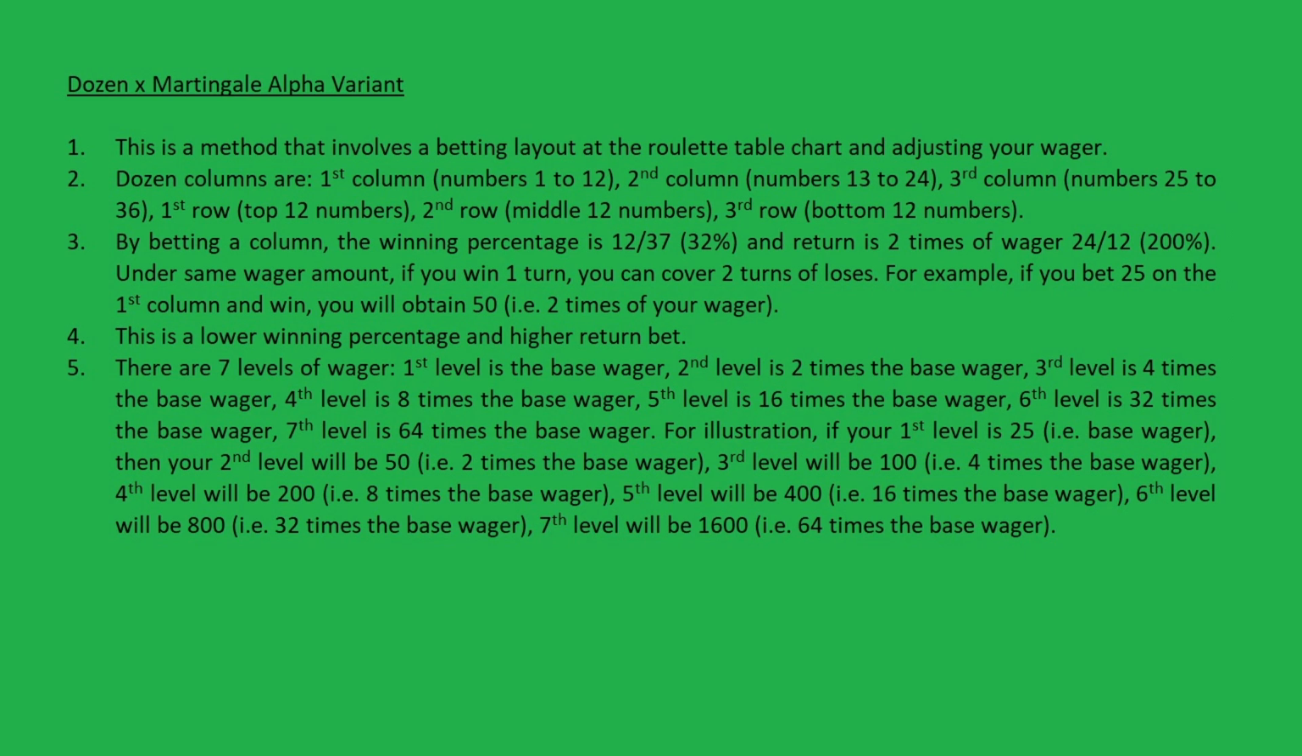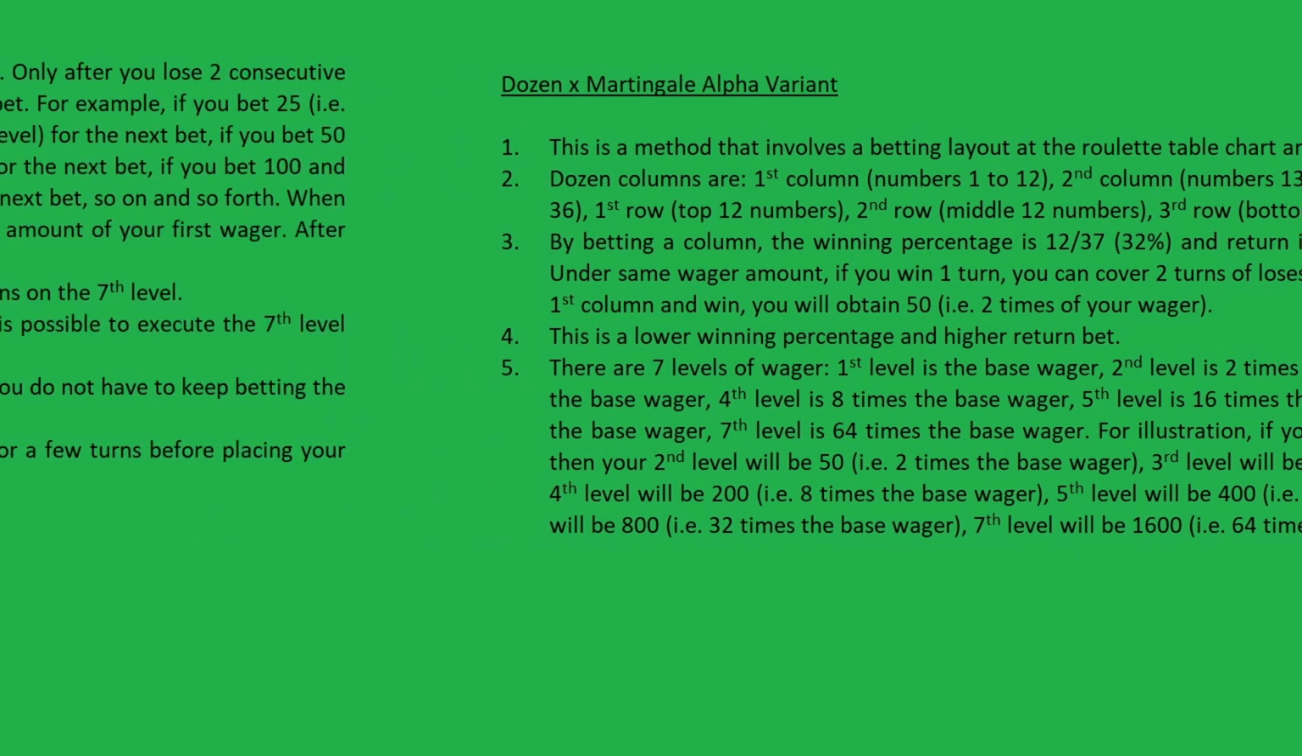For illustration, if your first level is 25, i.e. base wager, then your second level will be 50, i.e. 2 times the base wager, third level will be 100, i.e. 4 times the base wager, fourth level will be 200, i.e. 8 times the base wager, fifth level will be 400, i.e. 16 times the base wager, sixth level will be 800, i.e. 32 times the base wager, seventh level will be 1600, i.e. 64 times the base wager.